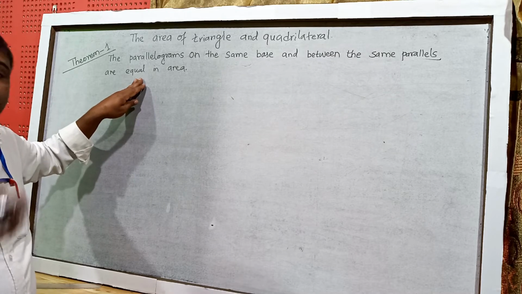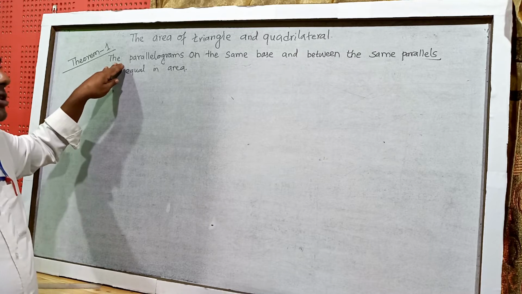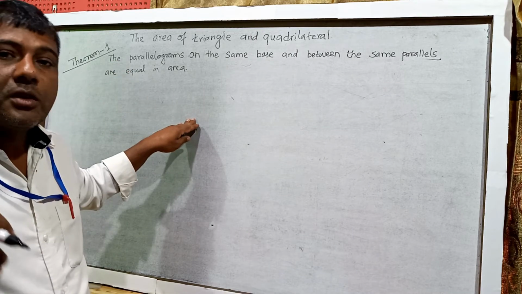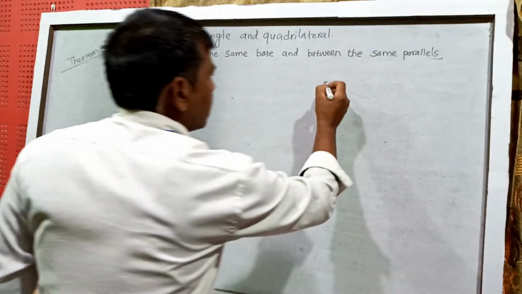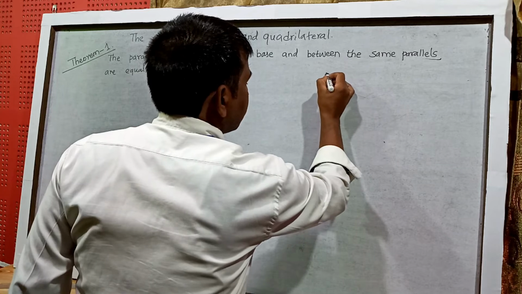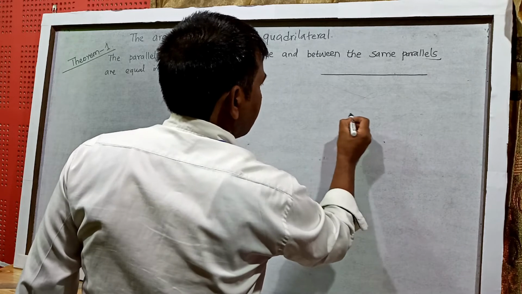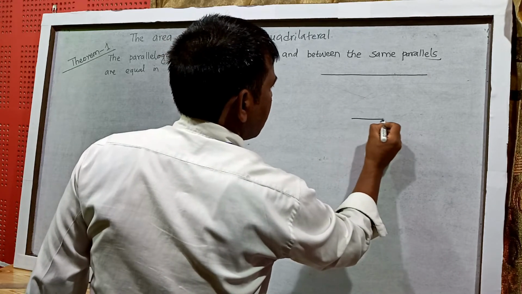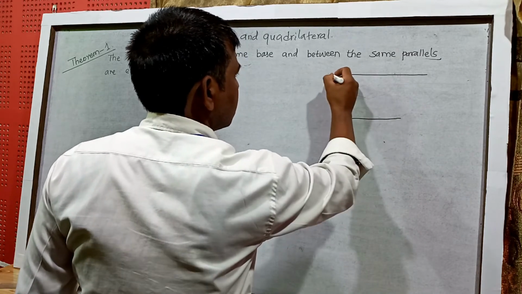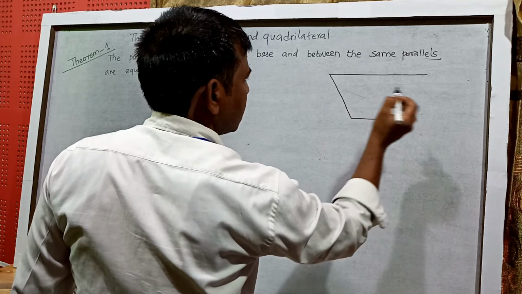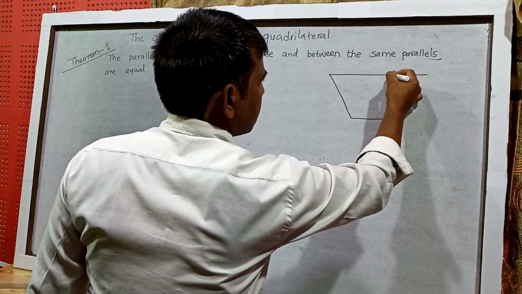In what case are the areas of the parallelograms equal? The parallelograms which are standing on the same base and between the same parallels. We should show their areas equal. So now my students, let's make the parallelograms which are standing on the same base and between the same parallels.